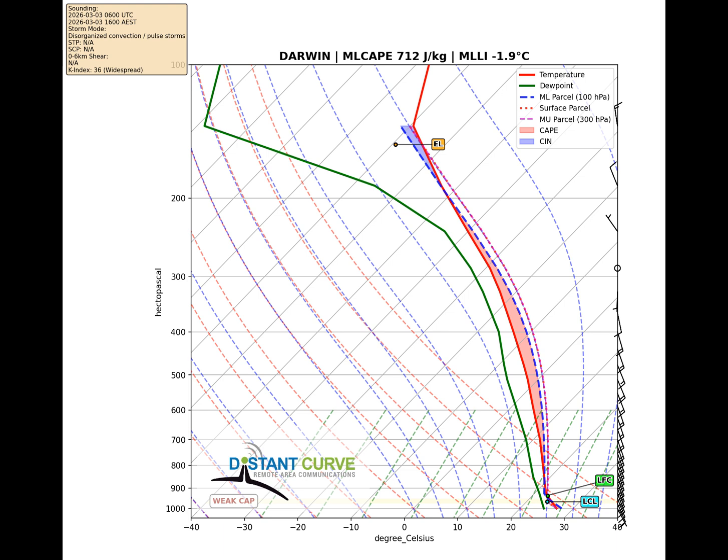Cloud base remains very low at 23 meters. STP and SCP stay at 0.0. Storm mode would be disorganized convection or pulse storms, isolated cells with no tornado threat, no hail threat, and no significant wind threat. This is a completely different picture from today's setup.